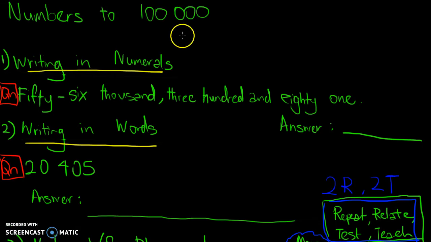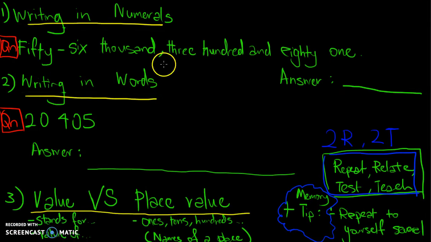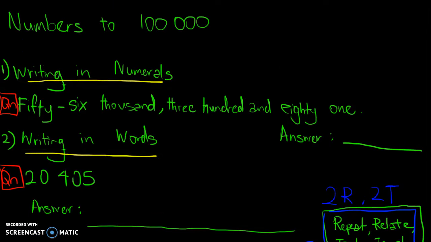Okay, so for numbers to 100,000, there are, I think, 4 main ideas that you need to take note. First is writing in numerals. So for writing in numerals, you get questions like fifty-six thousand, three hundred and eighty-one. To solve this question in a systematic way, what we should do is write down each of these words in numerals immediately as we see it.